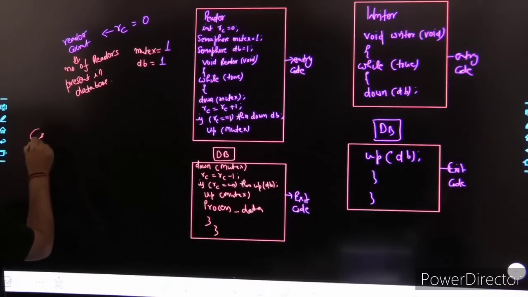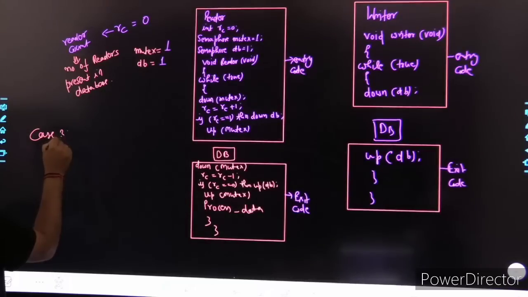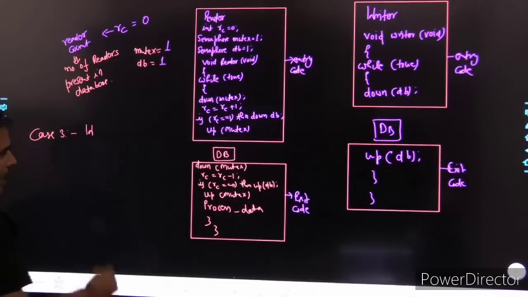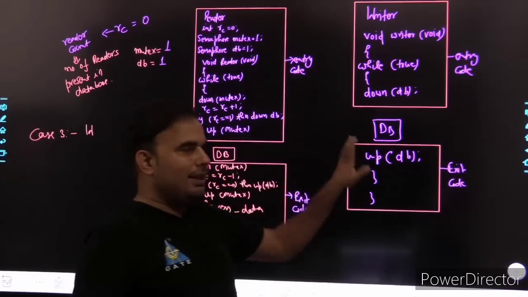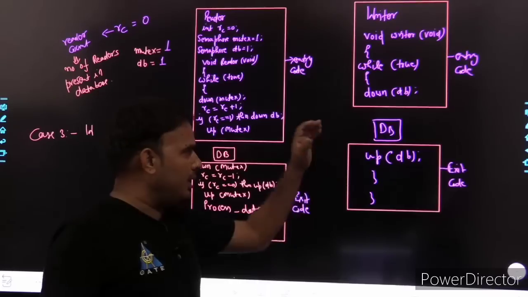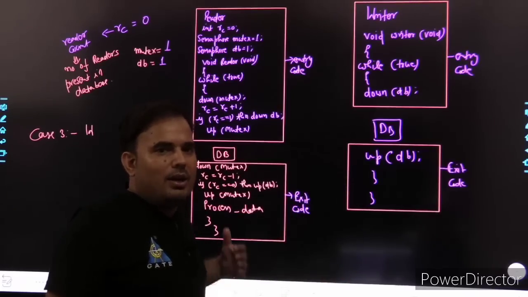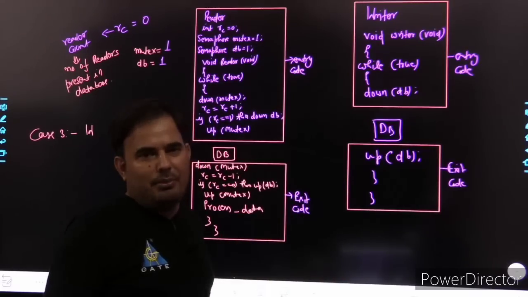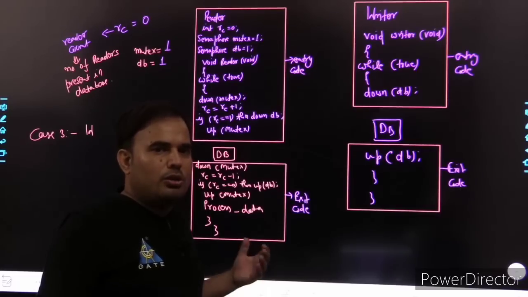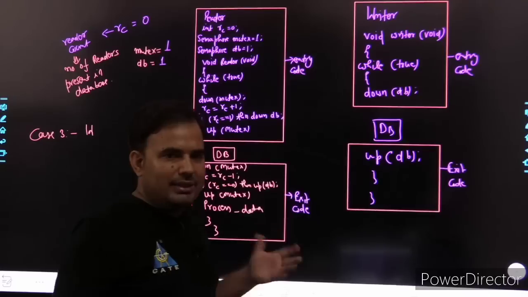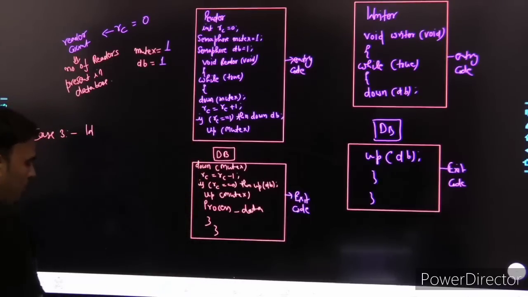Case third is what? Writer. If any one writer is present inside the database, meaning it is making changes in the database, then another writer cannot enter the database at the same time, meaning another writer will also not be able to make changes at the same time in the common database.